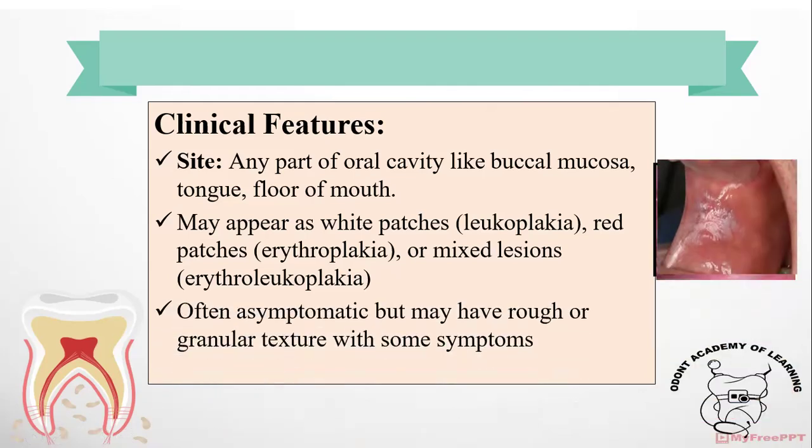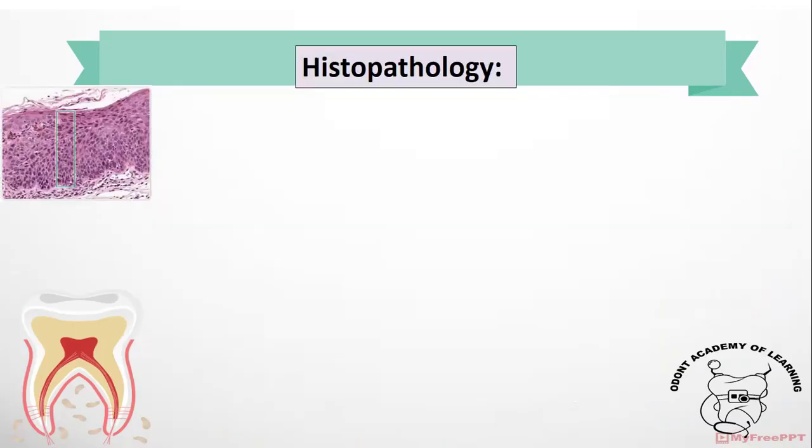Now, usually the dysplastic changes are asymptomatic and they appear normal, but they could have a rough or granular texture. And when they have a rough or granular texture, the person could present with some sort of symptoms like pain or a burning sensation in that specific area. This is very commonly seen in the granular type of leukoplakia. So usually it is asymptomatic, but sometimes it could be rough or granular, and then it could present with symptoms.